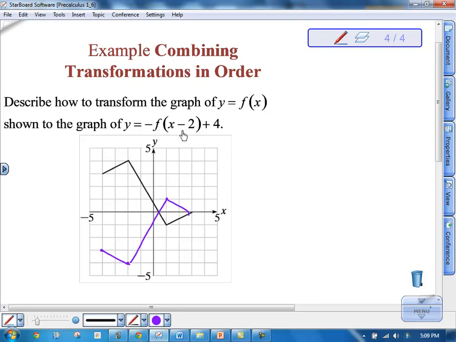And then we need to move it, so I'll do it in red now. We need to move it 2 units to the right. So it'll be 1, 2, and so on for each point. And then it'd look like this.